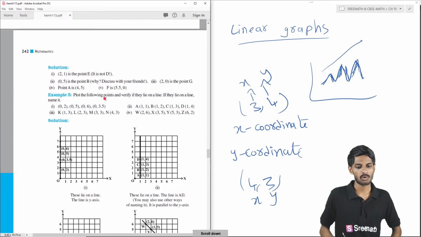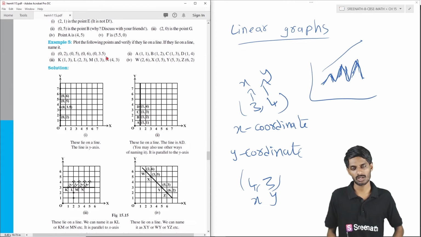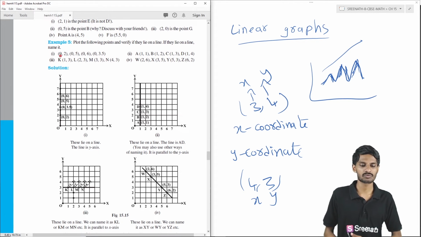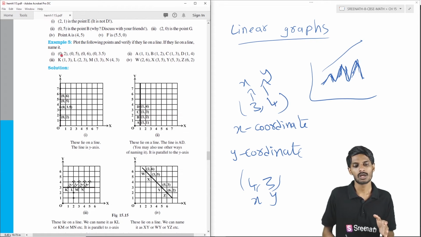Next, plot the following points and verify whether they lie on a line. If they lie on a line, name it. First I will explain these points. (0, 2) means you have to move 0 units along the x-axis, so you don't need to move, but you have to move 2 units along the y-axis. From the origin we have moved 2 units.